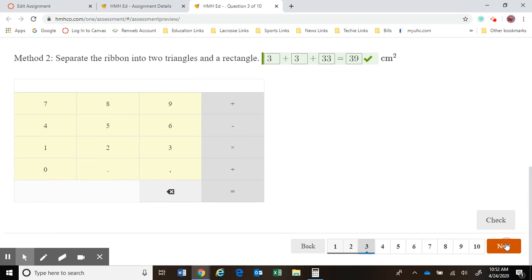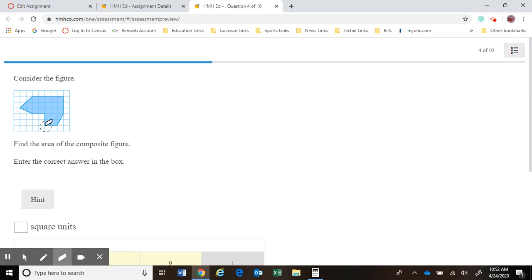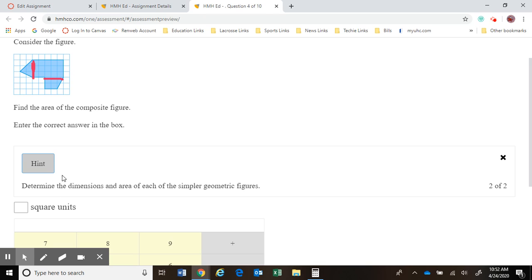Moving on. Let me wipe the screen. Look at this figure. What shapes do you see? I see a triangle. I see a rectangle. And I see a trapezoid. Separate the figure into simple geometric figures. Determine the dimensions and area of each of the simple geometric figures.